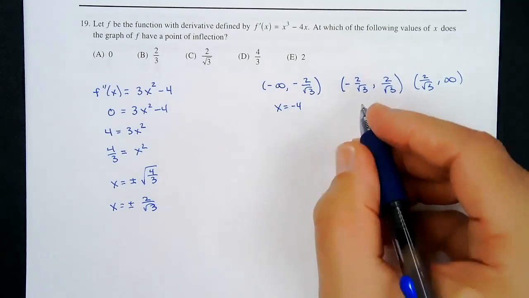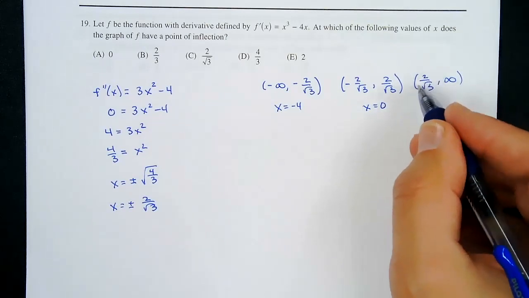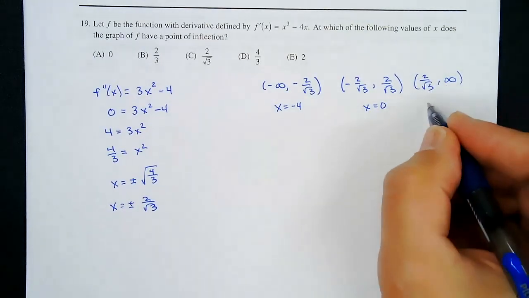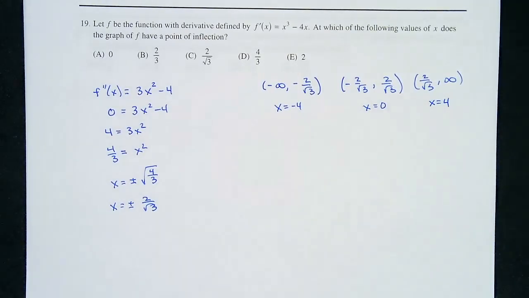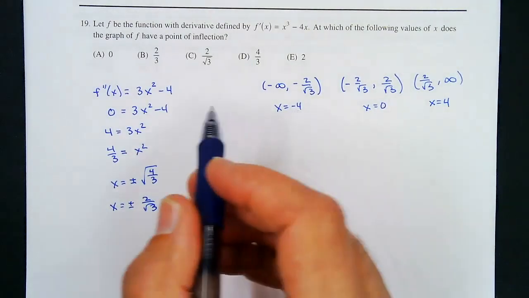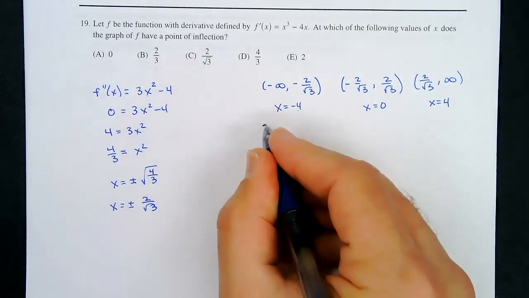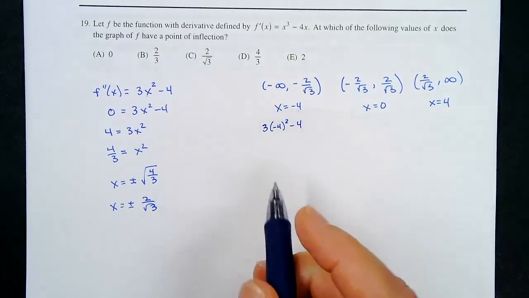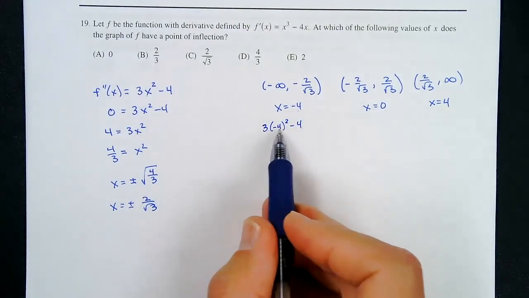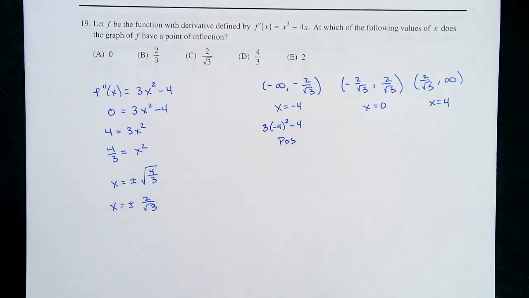Okay. A good one in here would be x equals 0. And over here, what's going to be bigger than this, right? And x equals 4 would definitely be bigger. Okay. All right. So if we plug negative 4 into our second derivative, we would get 3 times negative 4 squared minus 4. And so this would be 16, that'd be 48 minus 4. All we really worry about is this is positive, right? That's definitely going to be positive.